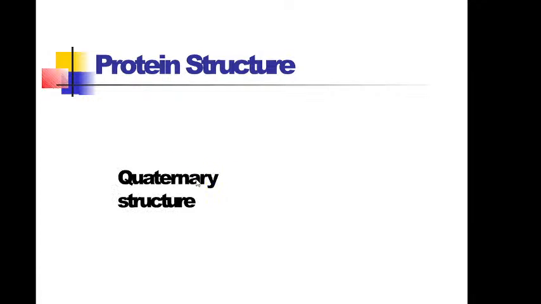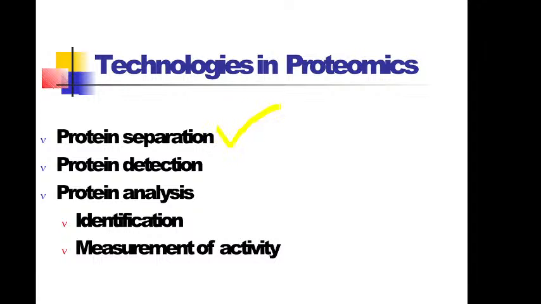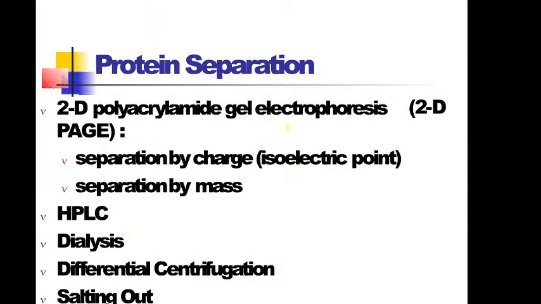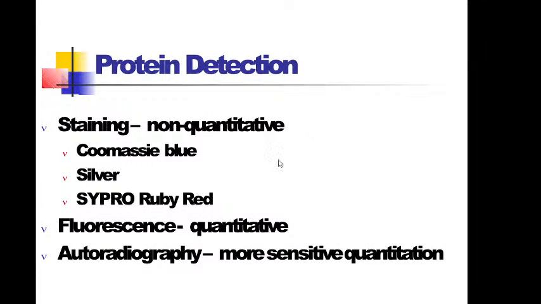Obviously we know about these structures, primary structures. So these steps are quite important. Protein separation, protein detection, or you can say protein detection by some software or some techniques. Protein analysis is there, in which we have to do the identification and the measurement of activity. So protein separation is by electrophoresis, that means 2D gel electrophoresis, by HPLC, by dialysis, by centrifugation, by the salting out method. All these methods are for the separation of the protein. So you have to keep all these things in mind.